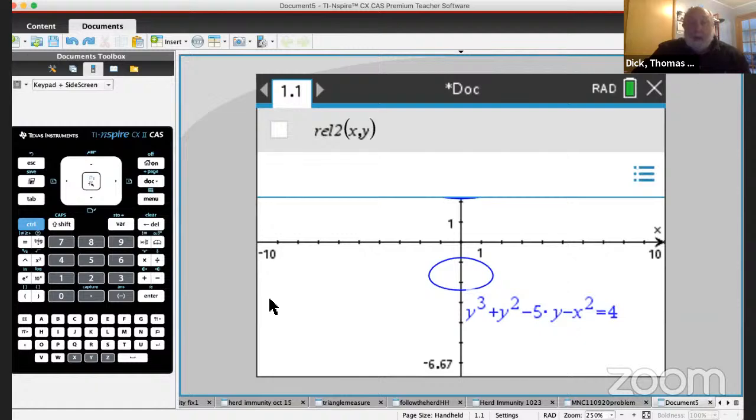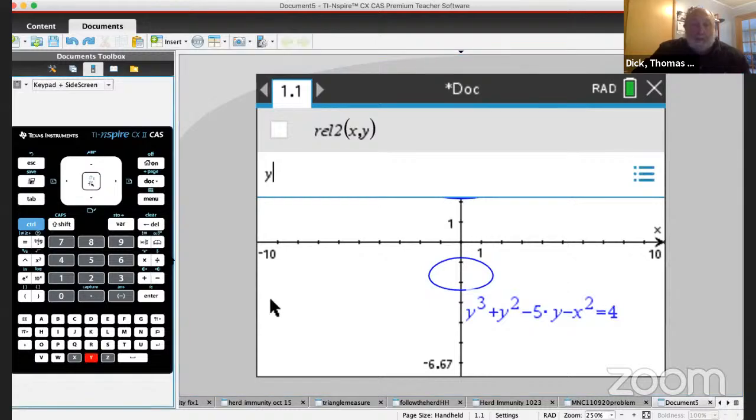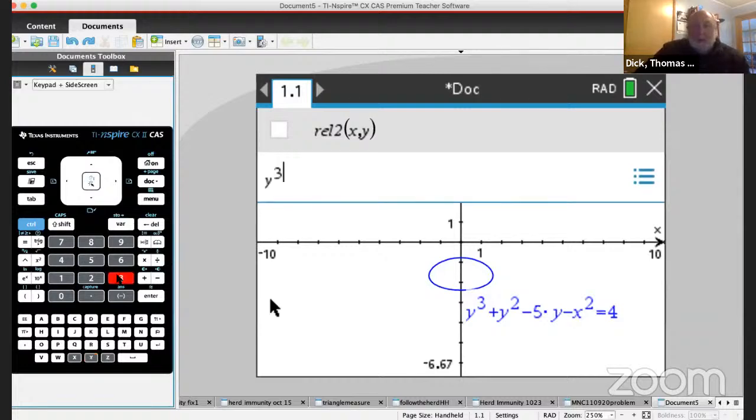Okay? So I'll just type in y cubed, and then plus y squared, and minus 5 times y, and then minus x squared. And then in this expression, I actually put in an equal sign. And now I'm going to put in a different constant here. I'm going to put in -4.